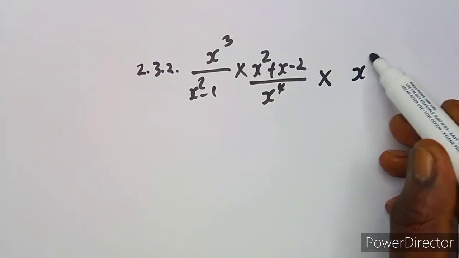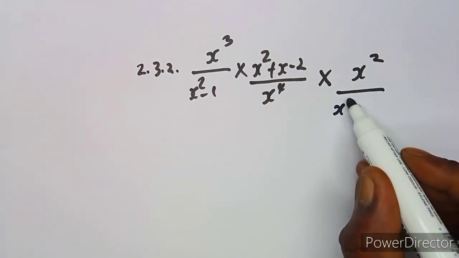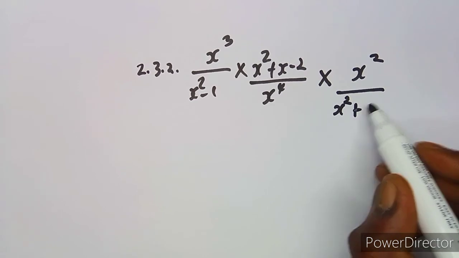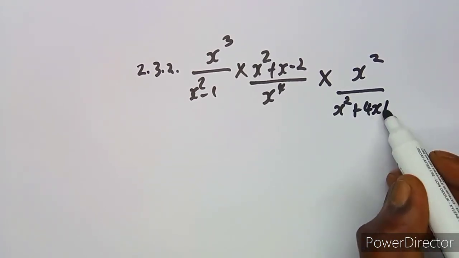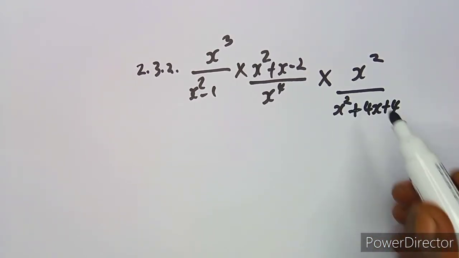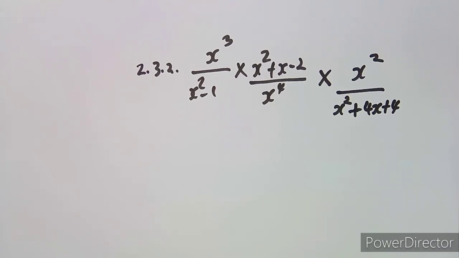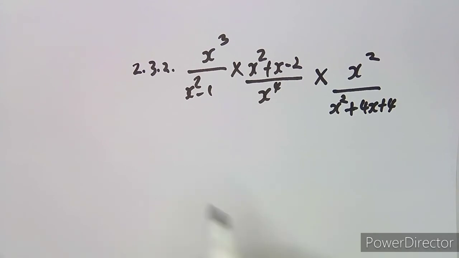So it's going to be x to the exponent of 2 over this now, which is now your denominator, which is x to the exponent of 2 plus 4x plus 4, like this. All right, so that's what you're going to have, guys. So let's try and work out these questions. What are you going to do?